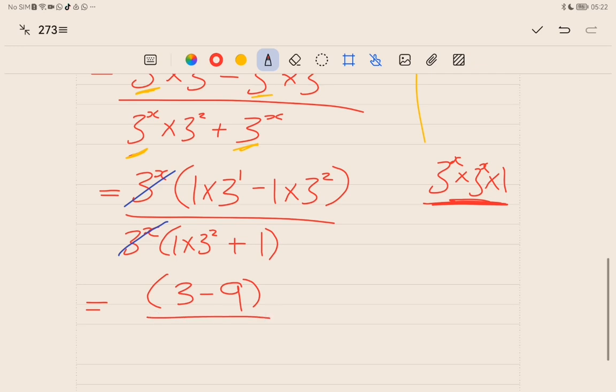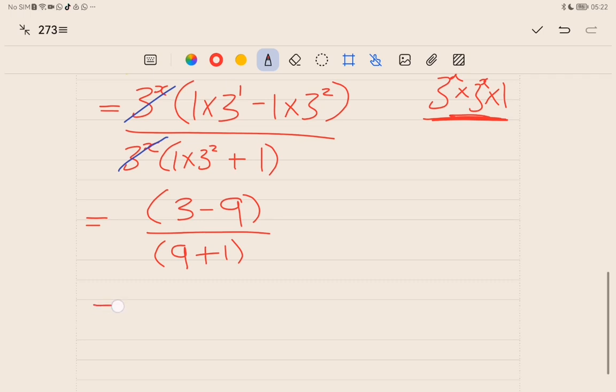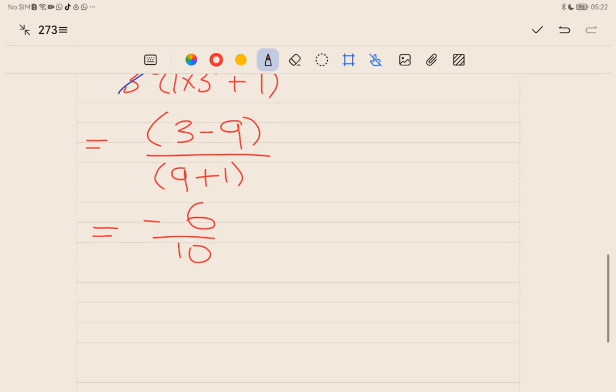Then now let's go below. 1 times 3 to the exponent 2 is 9, plus 1. Then the above part, punch it on a calculator, then you get negative 6 divided by 10. Then using your calculator, you get negative 3 over 5. This is the simplified question.